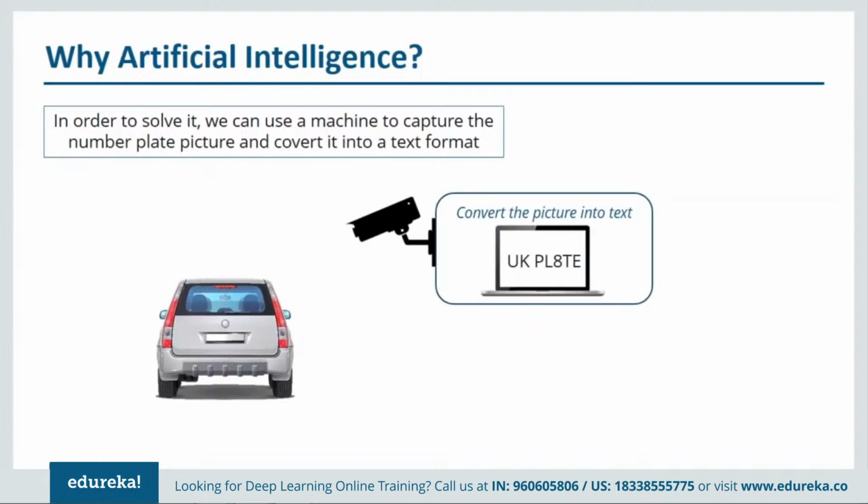It is even used in places where humans can't reach, for example, deep oceans or navigation on Mars. In those places, we need machines which are smart enough to carry out our tasks. So this is why we need artificial intelligence.